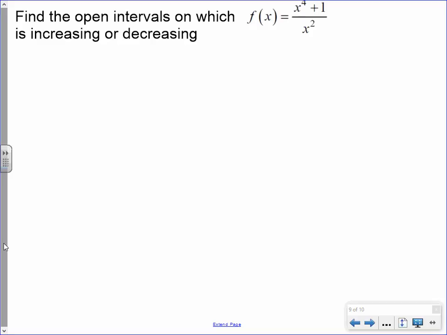Here's our next one, and our last review. Oh my goodness, day 35. Our last example. Is that a 4? That is a 4. That's x to the 4th plus 1 over x squared.